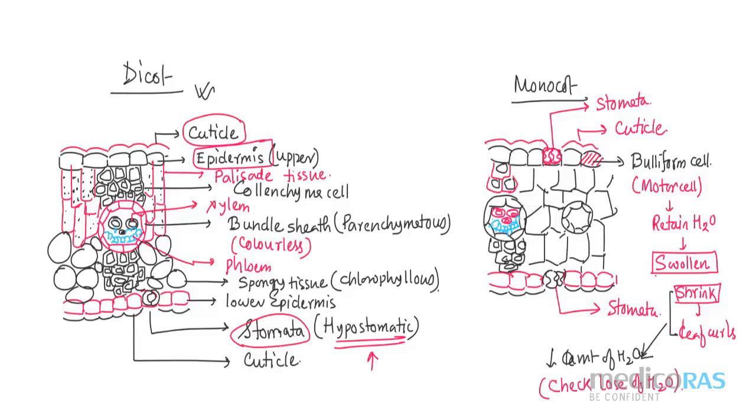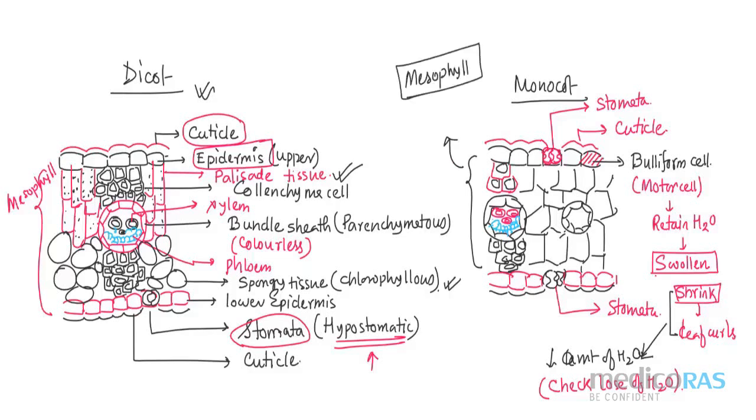Now, you can see here that this part is the mesophyll in between upper and lower epidermis, and the mesophyll is divided into two different parts. One is known as palisade tissue and the other one is known as spongy tissue. Both the palisade tissue and the spongy tissue are chlorophyllous in nature. But in case of monocot, we have no such differentiation in the mesophyll.